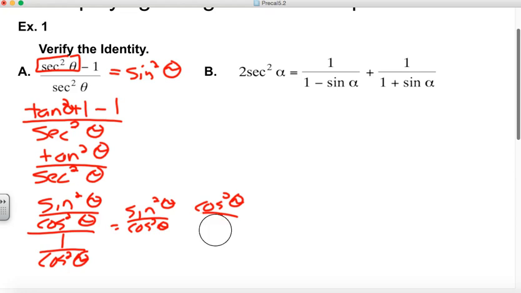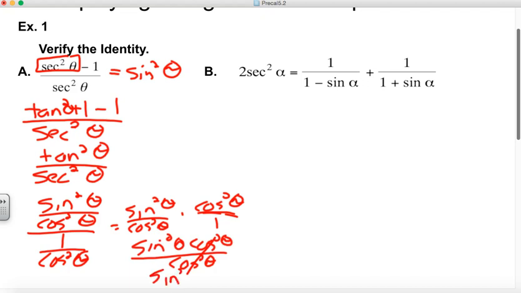So that's 3 over 1. Alright, so once we flip the second fraction, now we can multiply. So we get cosine squared times sine squared on top. On the bottom, we just have cosine squared theta. So then those cosine squared thetas cancel, and we're just left with sine squared theta. So we now change that left side to equal sine squared theta.